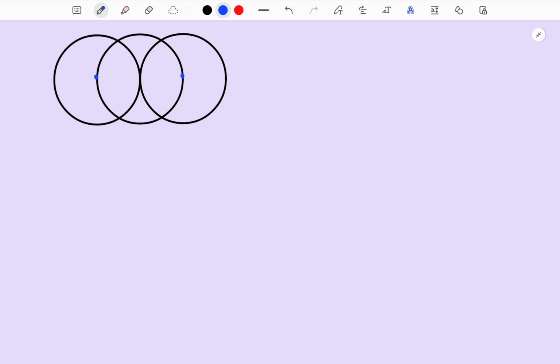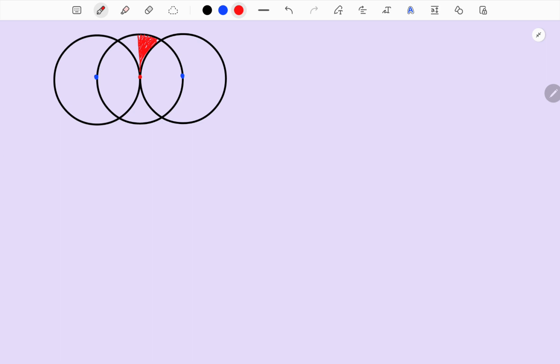Now, if you want to find this area in blue, what I can do first is cut it. So here's the center of the middle circle. I can first find a quarter of it. This is a quarter of that blue shaded area, the color in red. So if I can find the red area, I just multiply it by 4.